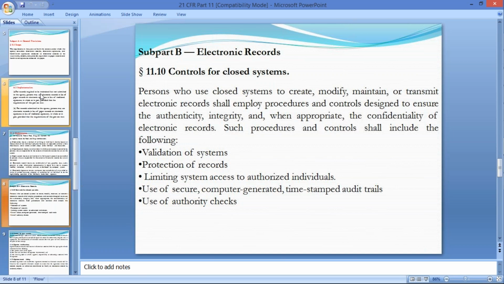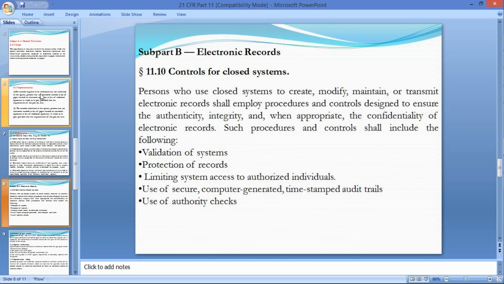Limiting access to only authorized people. Maintain the proper audit trail. An audit trail is a document which will collect the information of changes. Use of authority checks: the person is qualified to authorize. Authority checks, audit trail, limiting access to only authorized people.